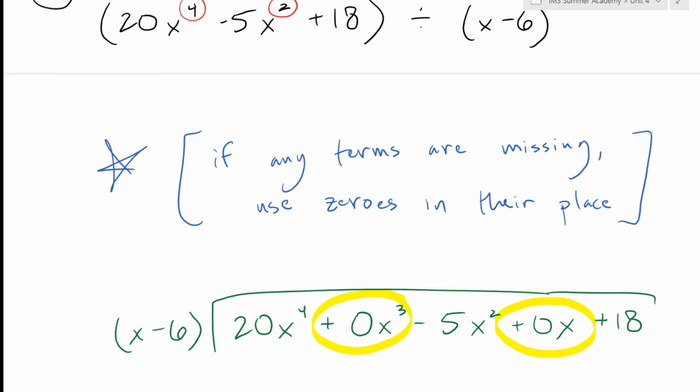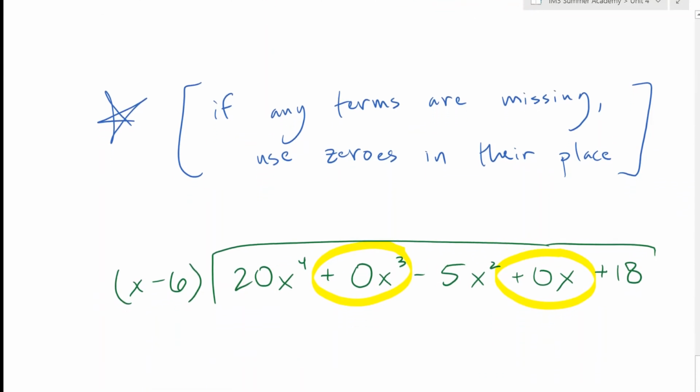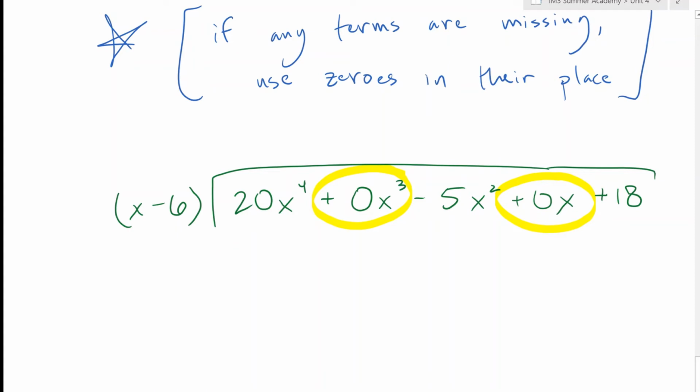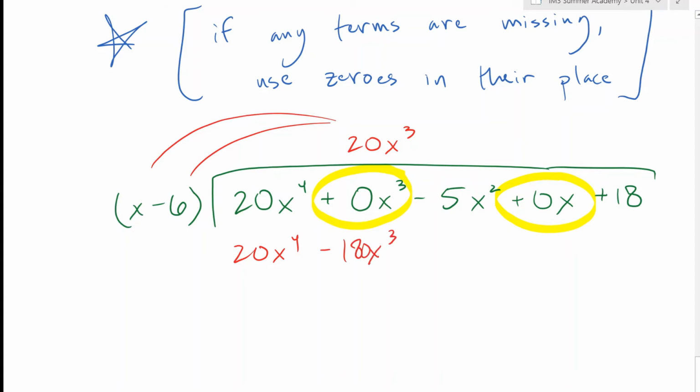And I guess I can get it started for you. I won't finish it off. I have x, I need to get to 20x to the 4. I would multiply by 20x cubed. Okay, so that gives me 20x to the 4 minus 120x cubed. Flip all the signs, minus plus, those cancel, and now we just sum it up like it's a 0. So 0 plus 180 gives me 180x cubed. Okay, and then bring the next thing down.